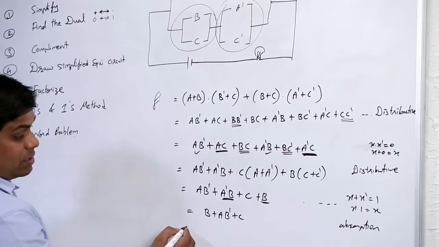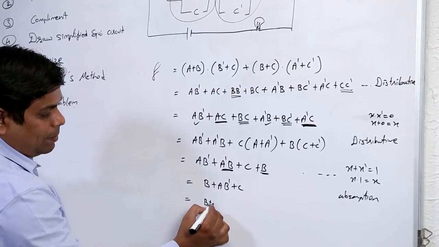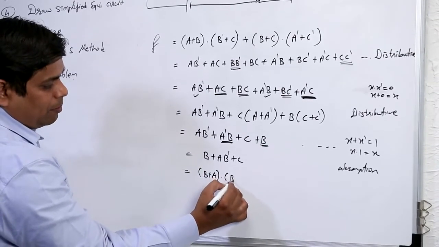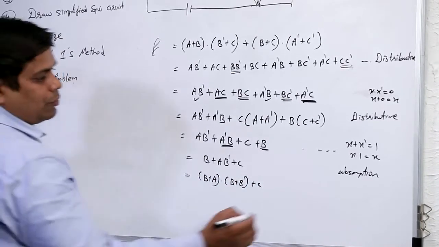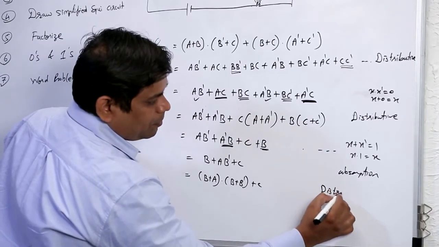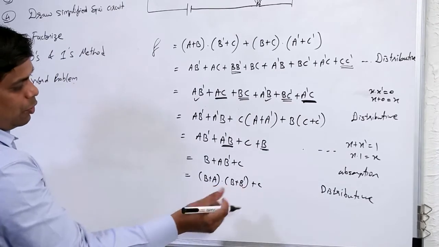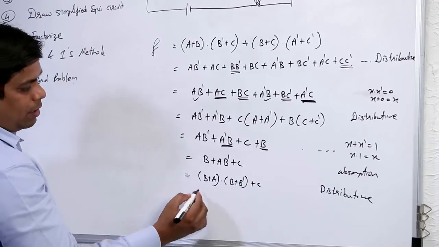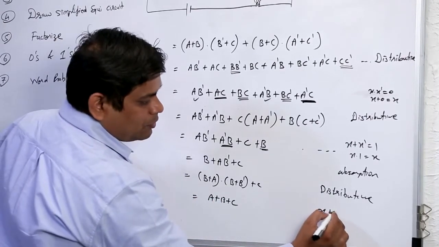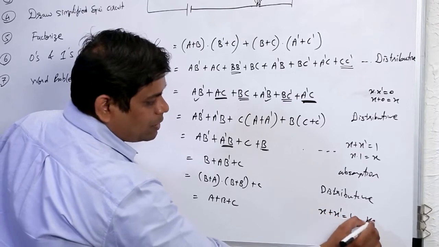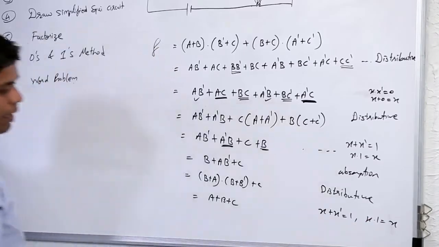What we can do is we can really use distributive property here. Let's see, B plus A dot with B plus B dash plus C. We have used distributive property. And B plus B dash is going to be 1. 1 into anything is going to be anything. So final answer is A plus B plus C. That's the final answer. We are going to write the properties which we have used. X plus X dash is going to be 1 and X dot 1 is going to be X. Okay, so that's the final answer.